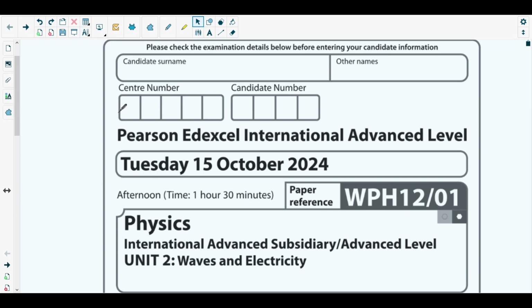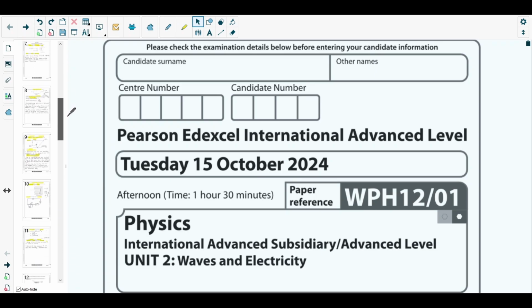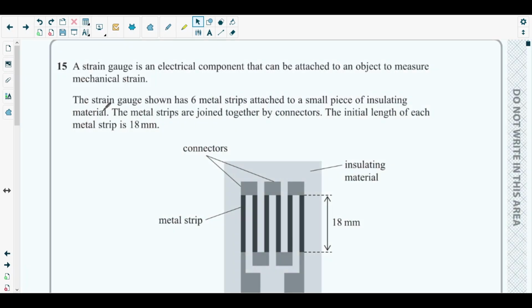In this video, we will discuss question number 15 from the most recent past paper of Physics Unit 2, which is the October 2024 Unit 2 paper. So let's get started with question number 15 of this paper.